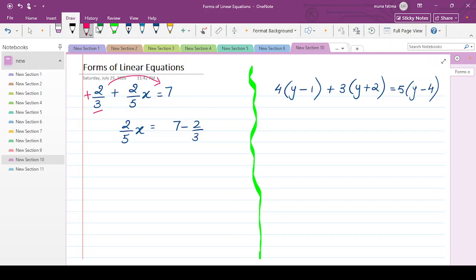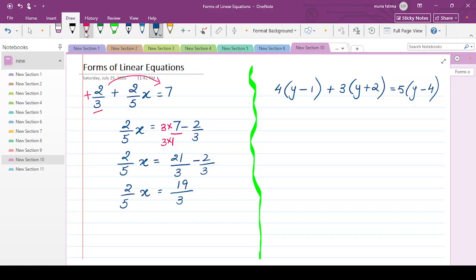Over here, since there is no denominator, we can write a 1, and the denominator in this case is 3. So we have to change this denominator into 3 as well, and that we do by multiplying the numerator and the denominator by 3. This remains as it is, and this changes to 21 over 3 minus 2 over 3. After solving this becomes 19 over 3, and over here we had 2 over 5 and x.